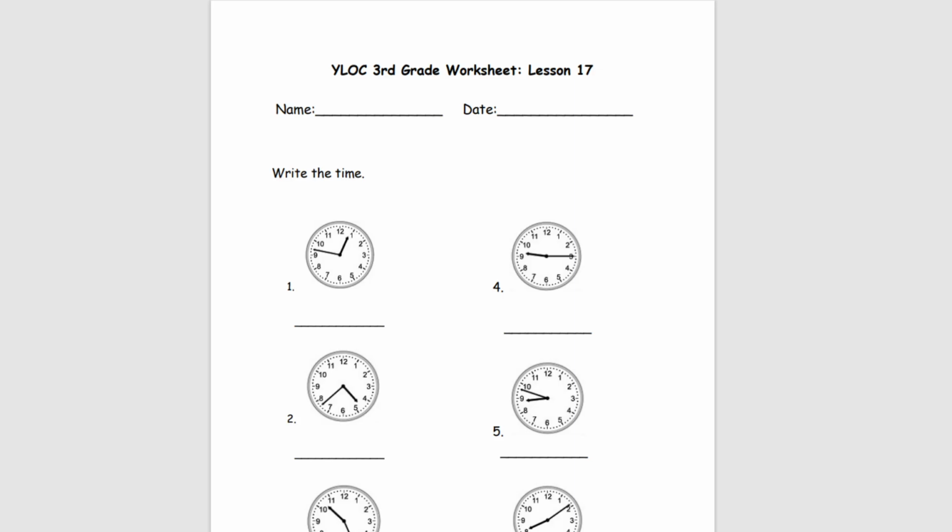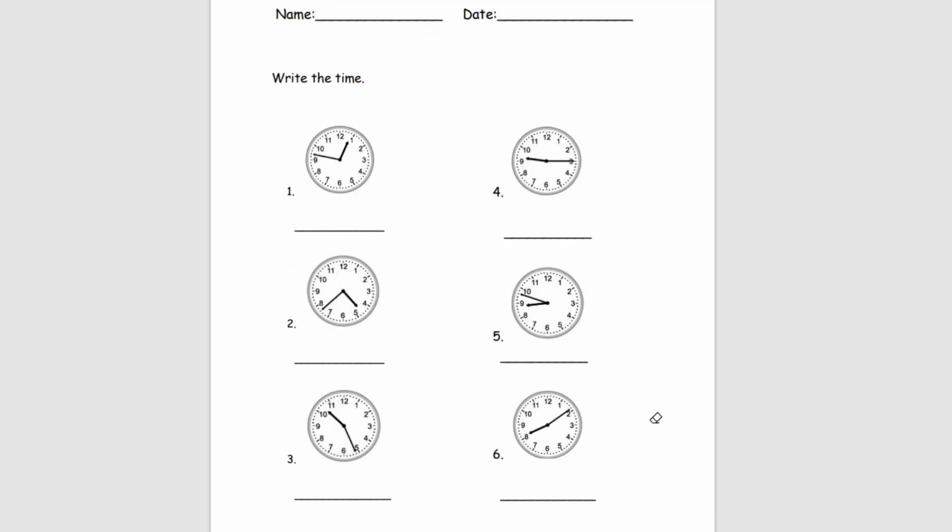Welcome to Wildlife Third Grade Worksheet lesson number 17. And to start off, we're going to be writing the time.